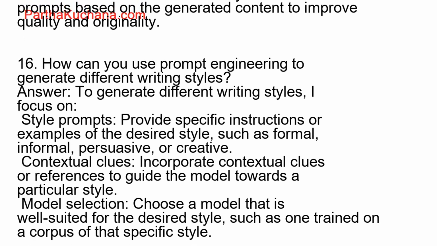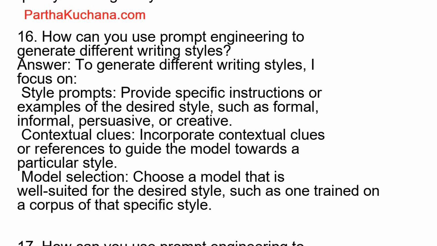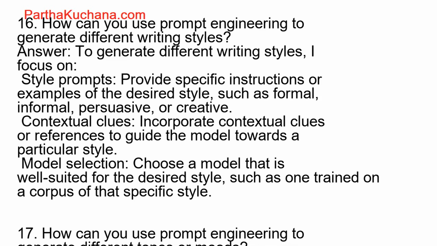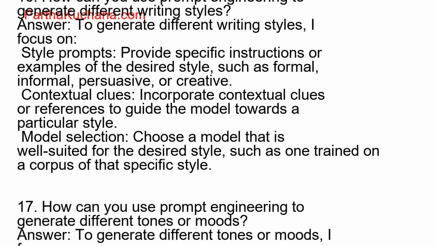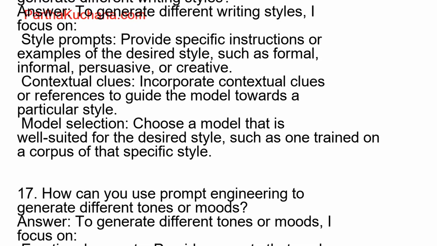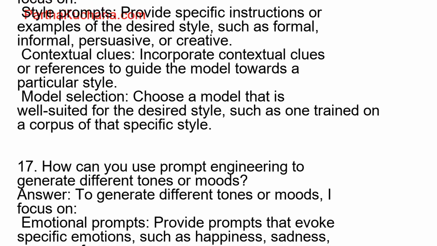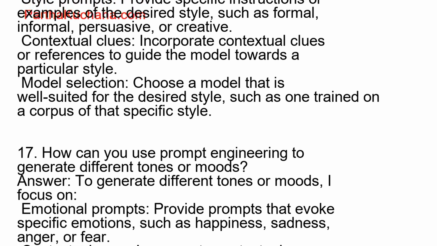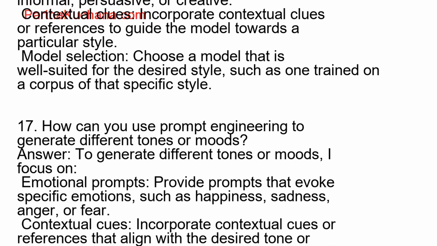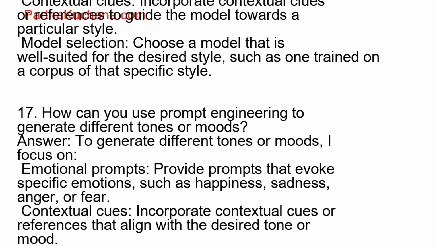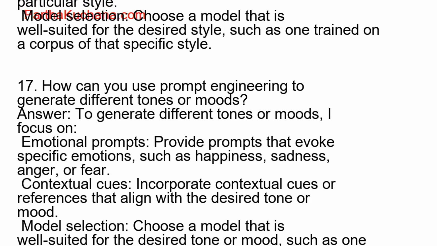17. How can you use prompt engineering to generate different tones or moods? Answer. To generate different tones or moods, I focus on emotional prompts. Provide prompts that evoke specific emotions, such as happiness, sadness, anger, or fear. Contextual cues: incorporate contextual cues or references that align with the desired tone or mood. Model selection: choose a model that is well suited for the desired tone or mood, such as one trained on a corpus of emotional texts.